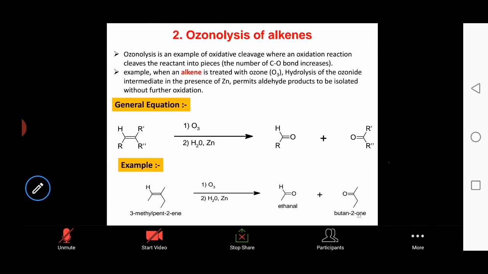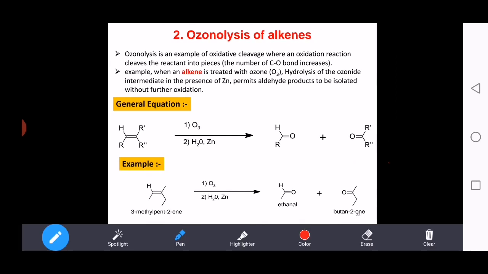So point first, ozonolysis is an example of oxidative cleavage where an oxidation reaction cleaves the reactant into pieces. Tu dia ada berlakunya cleavage dekat C double bond C. And then example, when an alkene is treated with ozone, hydrolysis of the ozonide intermediate in the presence of zinc permits aldehyde product to be isolated without further oxidation. Okay. So contoh dalam general equation tu lah.